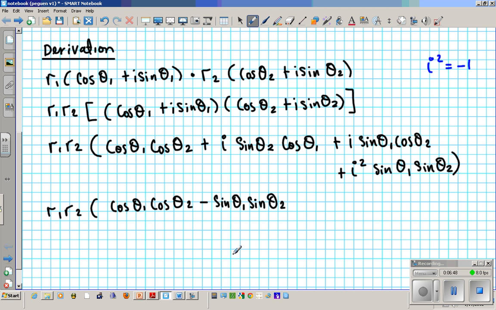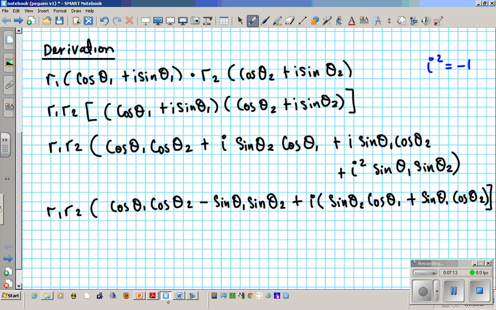Okay? And then these two pieces right here, they both have i's in front of them. So I can do plus, factor out the i, and then we're going to have sine theta 2 cosine theta 1 plus sine theta 1 cosine theta 2. Like that.